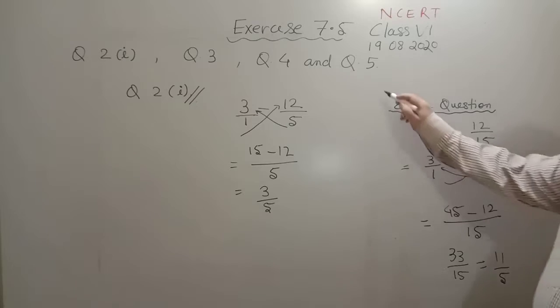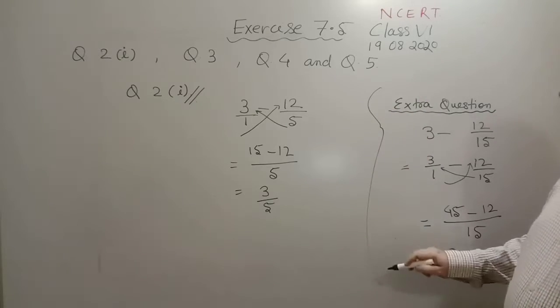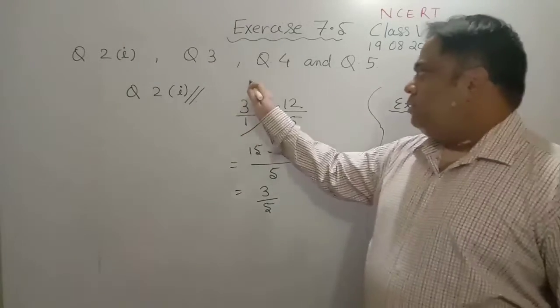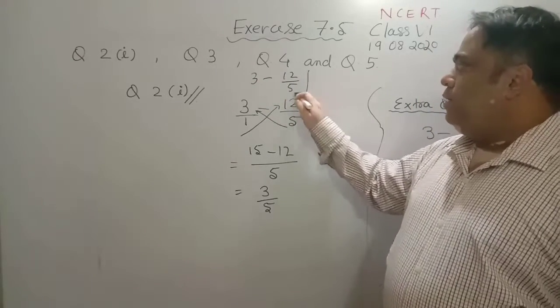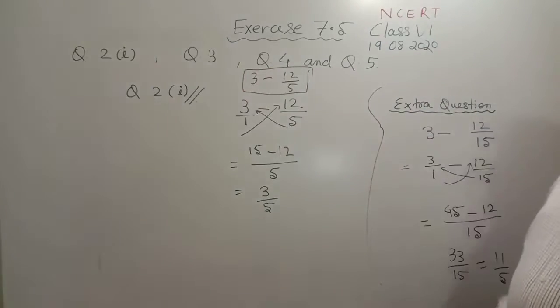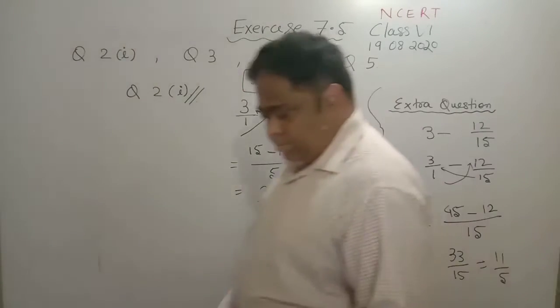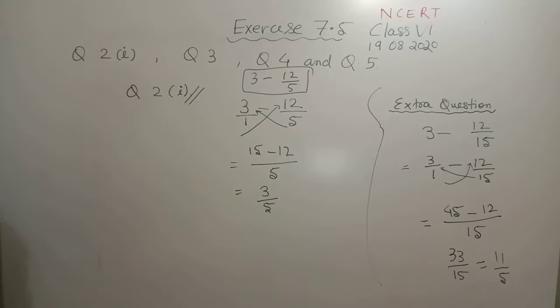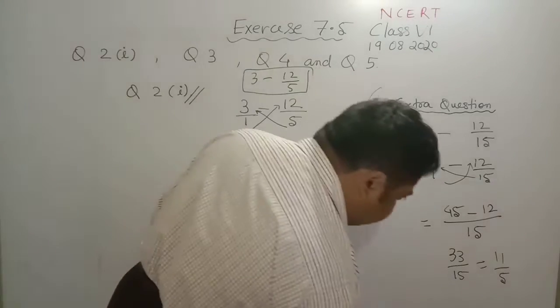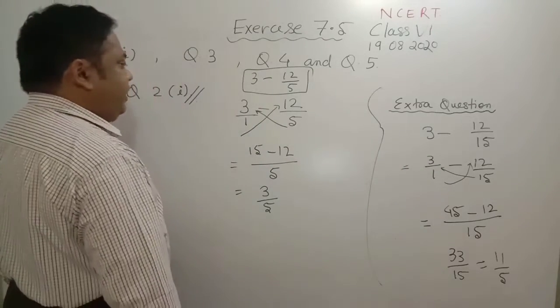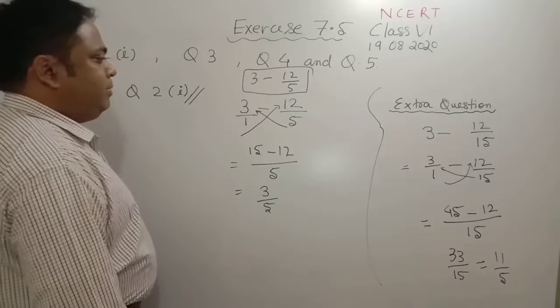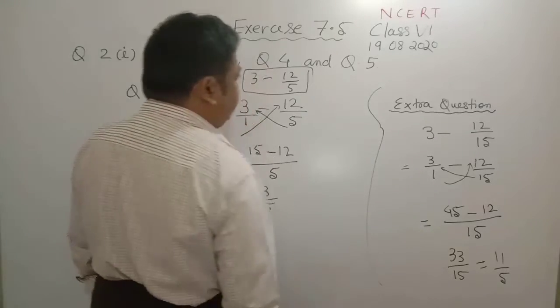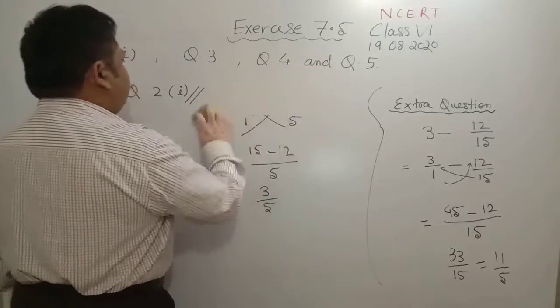So yesterday we had done this. In your book the question was 3 minus 12 by 5. So we got one extra question. In this way, not only the question which is there in your book will come in the exam, but any number can change. Maybe in the exam I can put any number in the denominator. So maybe not the same question will come, but the process will remain the same. Now we'll do question number 3.